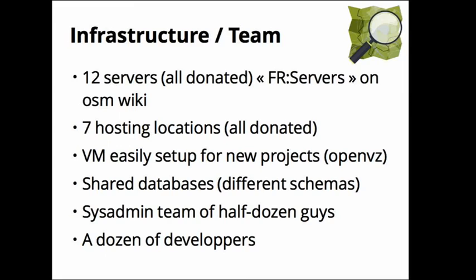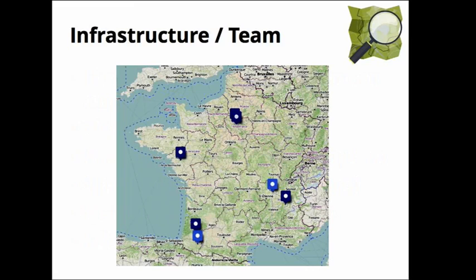We share many databases, so we don't have to rebuild, because a lot of projects need to access the same kind of data, the same kind of database. So we have a couple of databases that are maintained in the core, and then all the projects are using them. The sysadmin team is half a dozen people, and the developers working with all these servers are more or less a dozen. So this is a uMap map of our servers.